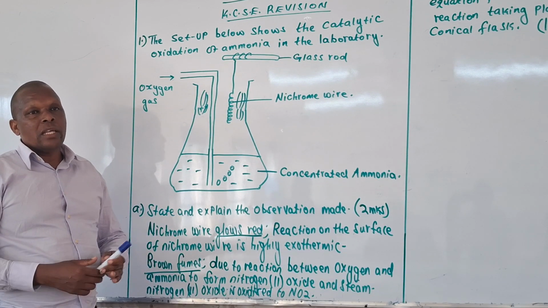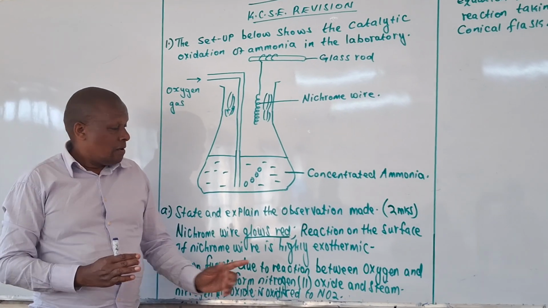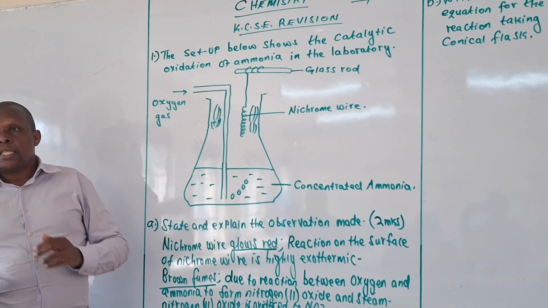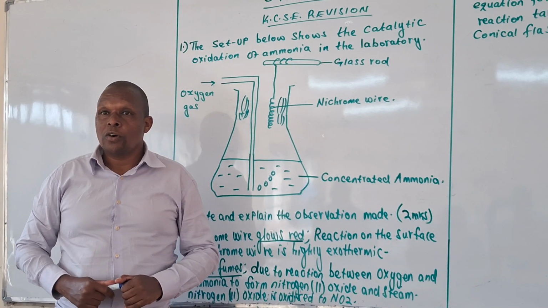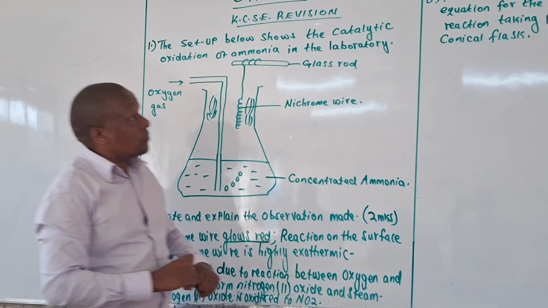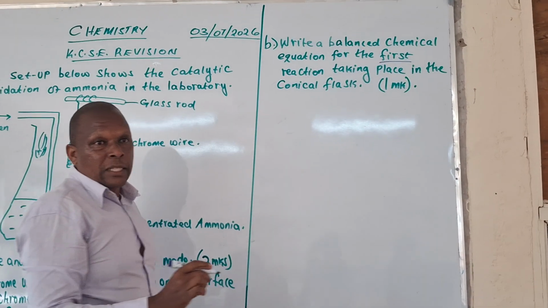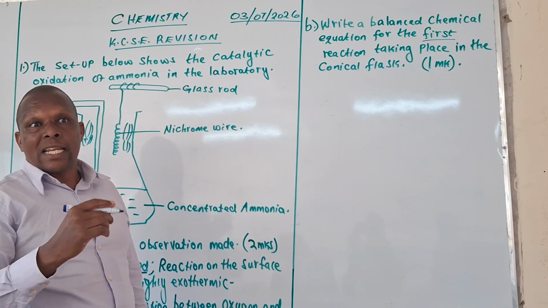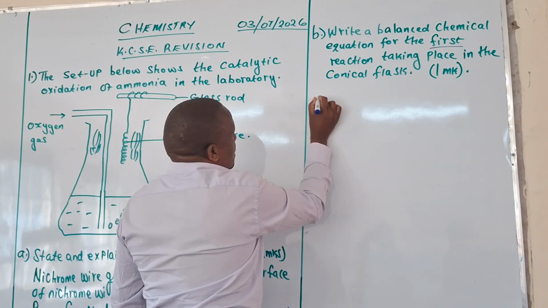Now what will be the products of the reaction? So there will be two products. The first one is production of nitrogen 2 oxide and steam, and the second one will be the conversion of nitrogen 2 oxide to nitrogen 4 oxide. But which one do we require? The first one. So we write the first, and that is what is expected of us, but we'll also write the second so that you can also know which is the other reaction that produces the brown fumes. So the first reaction is this one.